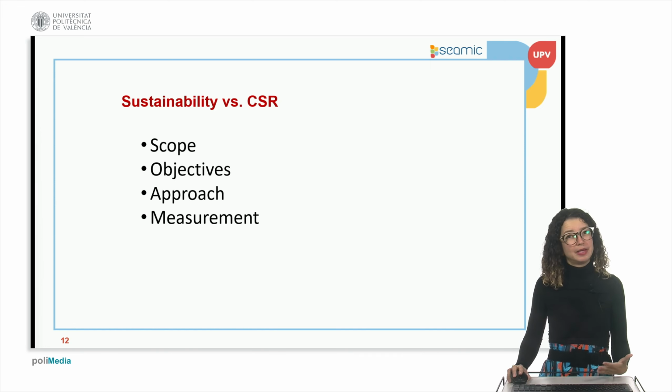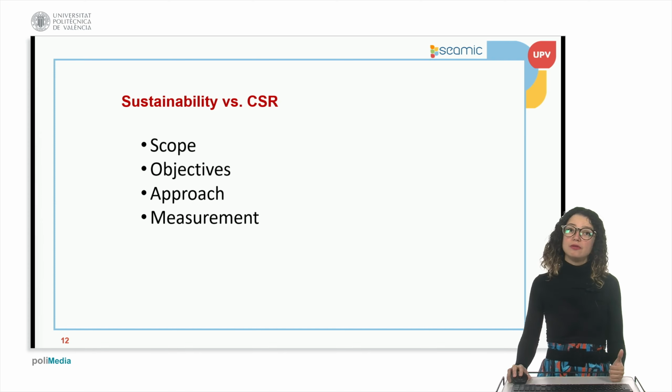So, in summary, while sustainability is an overarching approach to ensure long-term environmental and social health, CSR is a business-specific concept focused on a company's ethical responsibilities to its stakeholders. That's all for today.